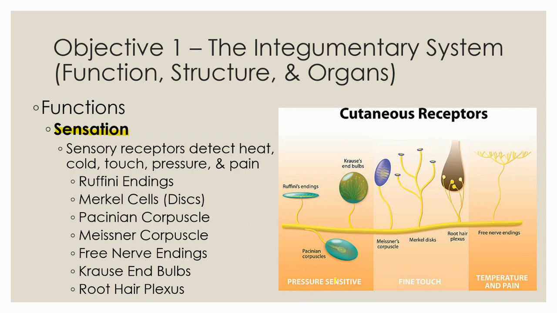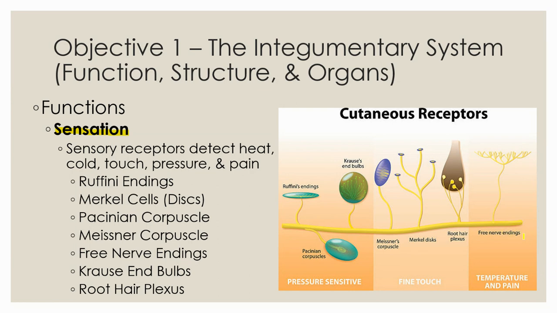So some of your pressure receptors are going to be things like your Ruffini's endings, Pacinian corpuscles, Krause's end bulbs. The Ruffini endings also help with stretch receptors. And then you have your fine touch, like your Merkel disc, your root hair plexus, Meissner's corpuscle. All of those are going to help us when we put our hands on something or we touch things, or with our feet, or you feel something land on you like a bug. Okay, all of those are going to be your touch receptors.